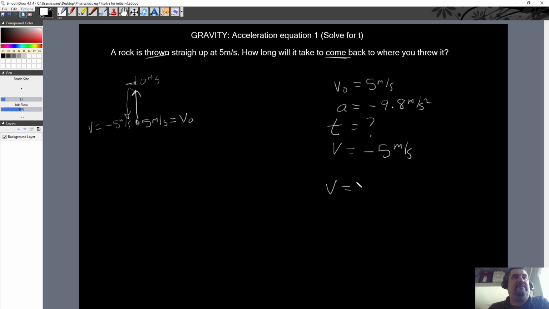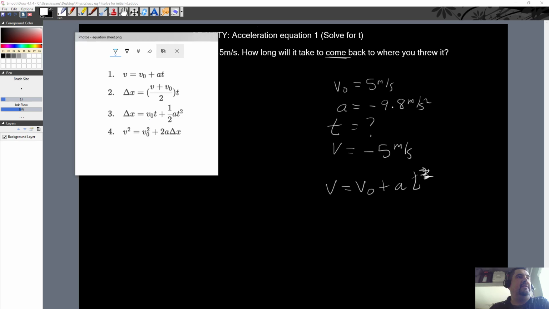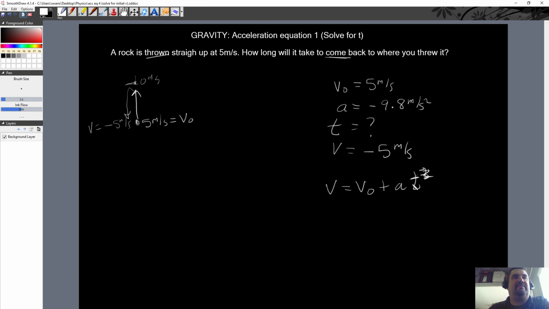The equation we're going to use is this one. And let's plug, it's not at squared, is it? I don't think it is. No, I just made a mistake. I got used to putting that squared. Sorry about that. So let's plug everything in. Initial velocity is 5 plus negative 9.8 times t is equal to negative 5 for the final, right? Yeah. So there we go. It's all set up number-wise.